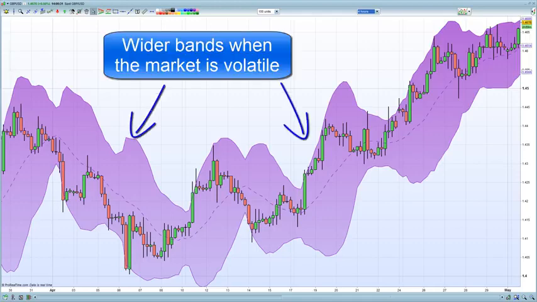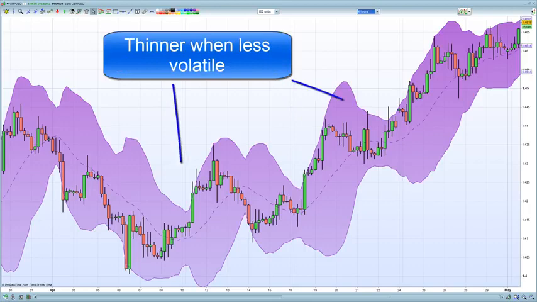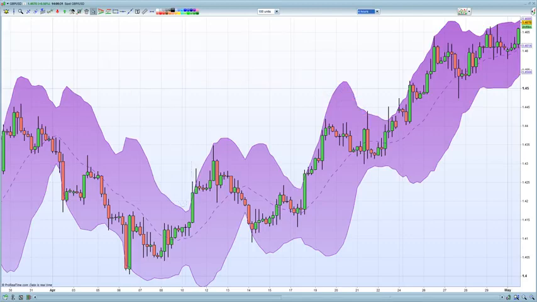When the markets become more volatile, the bands widen, move further away from the average, and during less volatile periods, the bands contract, moving closer to the average. The tightening of the bands is often used by technical traders as an early indication that volatility is about to rapidly increase, as volatility often follows periods of lack of volatility.